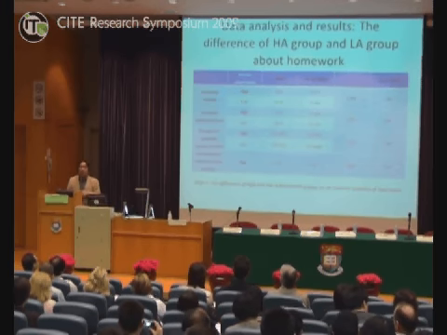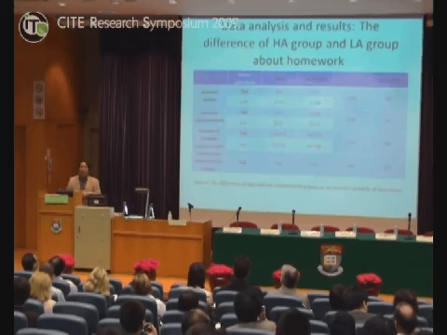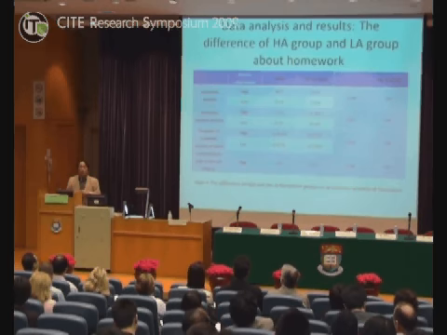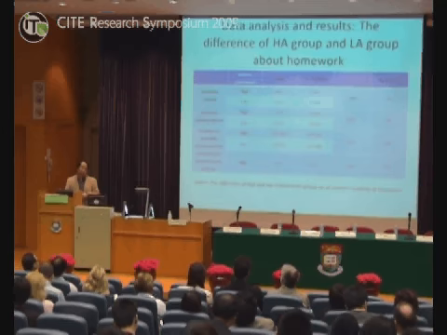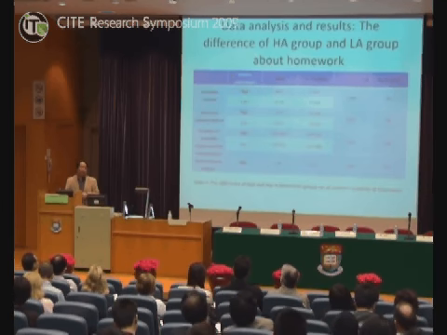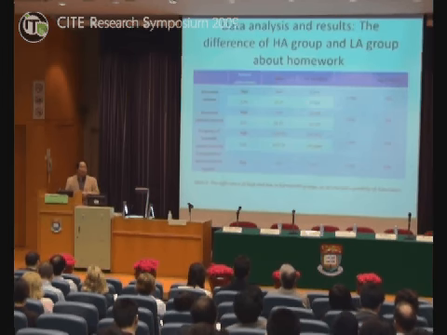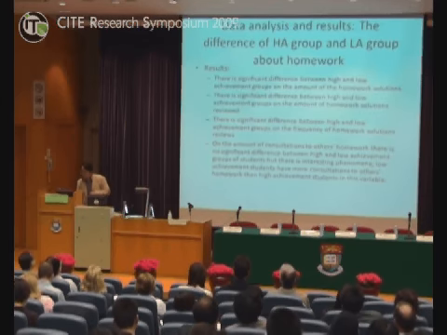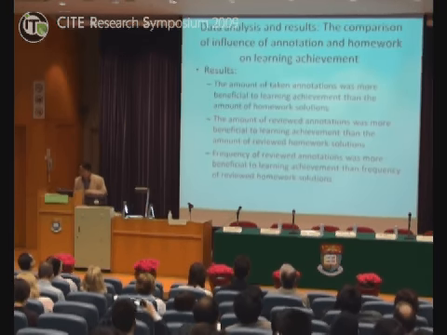Why? Because the high achievement students will choose the right classmates, those who have good learning achievement. They don't want to review most of the classmates' homework solutions. But low achievement students have no focus, so they look at almost every student. That is the reason for the inverse correlation, the minus value. So this is the explanation I just mentioned.